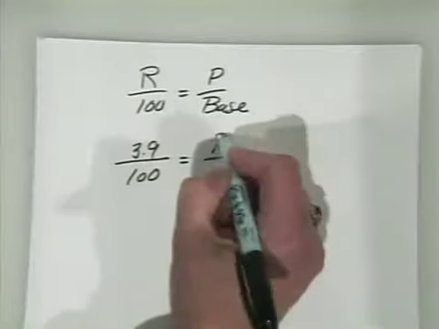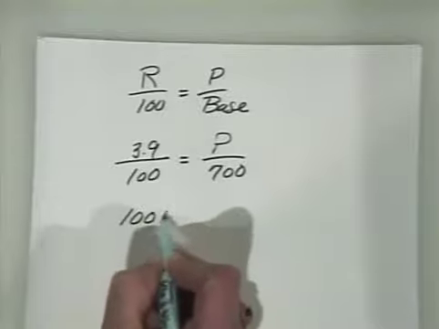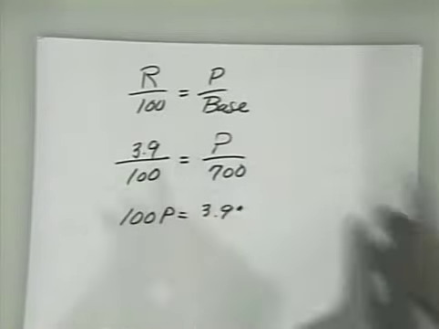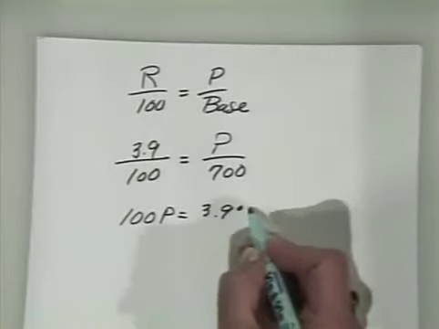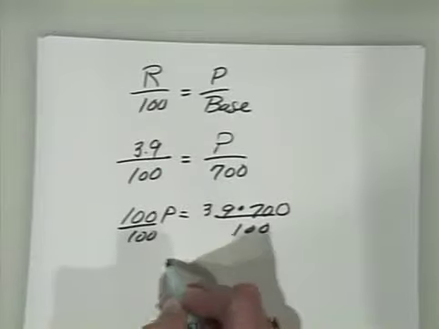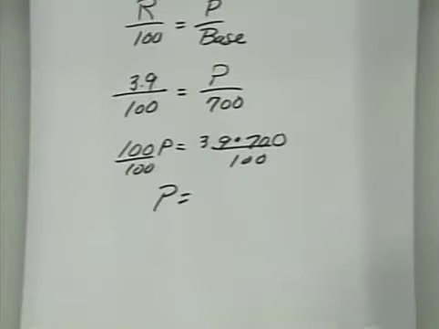So we're looking for P. We're going to cross multiply. We're going to go 100 times P equals 3.9 times 700. Can I put a dot up there that indicates multiply? Then I'm going to divide by 100. P equals. And do you see we can do that in our calculator? Go 3.9 times 700 divided by 100 equals.